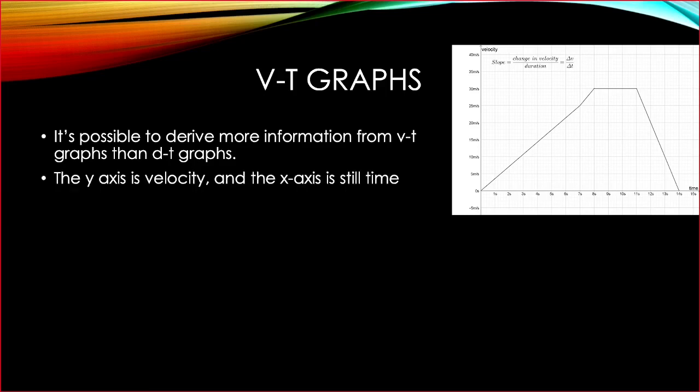Because the y-axis is velocity and the x-axis is time, we can get a quotient between those. So we can get the velocity divided by the time, and that is defined as the acceleration. That gives us that the slope of a VT graph is always the acceleration at that given point.